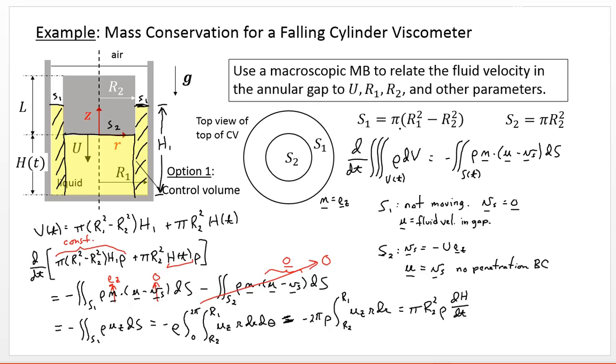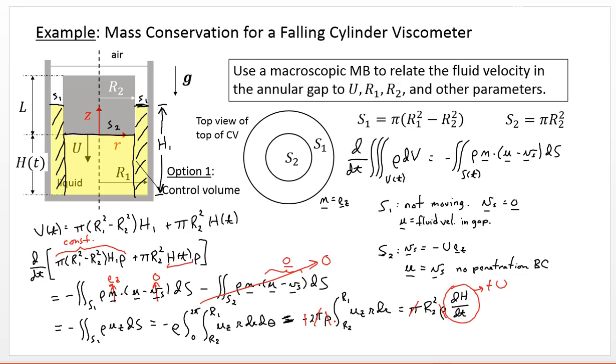Now we can say, what is dh dt? What's the rate at which h changes in time? Well, it's equal to minus the velocity of the cylinder. Because the cylinder is moving downward, it's decreasing h of t, so dh dt is negative, and it is in fact equal to minus u. So now we have a minus sign here. That cancels the minus sign here. We can cancel pi and pi. We can cancel rho and rho.